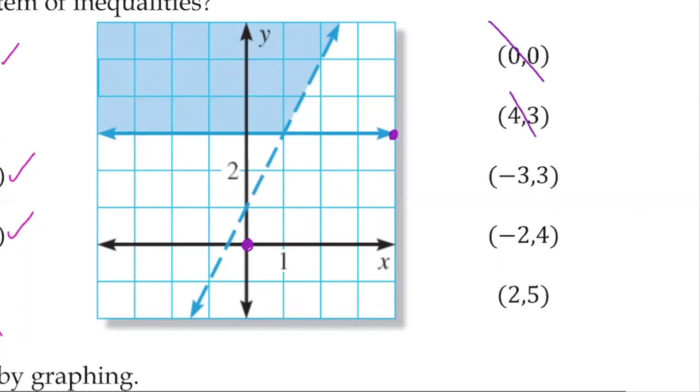-3, 3, it's on a solid line that connects to the shaded region, which means that one is a solution. Now looking at -2, 4, that point is well in the shaded region, so that one works. And then we have 2, 5, which is on a dashed line, which means it does not work, which means we cannot be equal to it. So our only points that work are those two. The rest of these do not work.